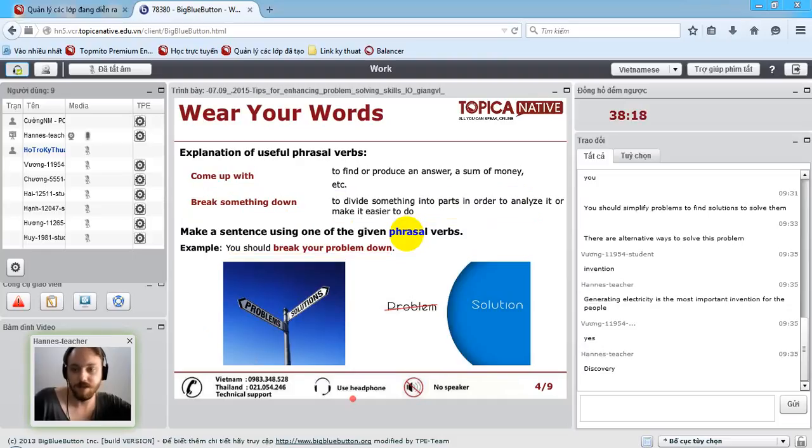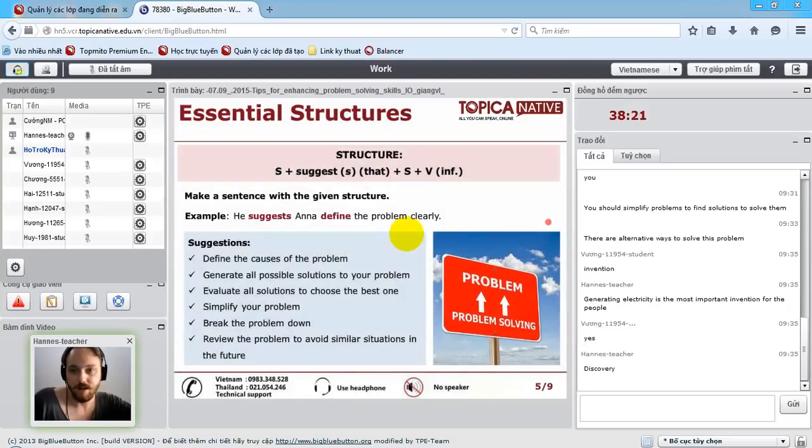So let's move on to the structure before we go to the conversation, because we're a little bit behind, but it's fine. The structure today is structure with suggests. To suggest, with an optional that, of course. So something suggests that someone will do something. Subject plus suggests, and that is optional, plus subject plus verb infinitive.